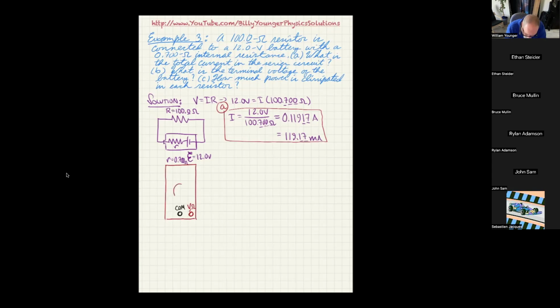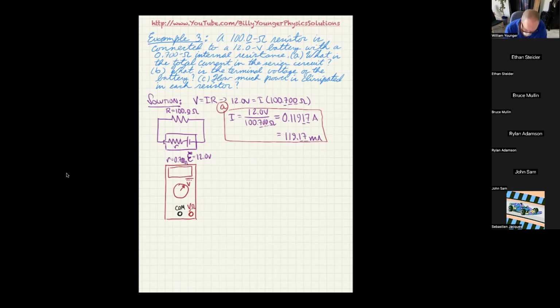Now we have a dial on it where we select things, and I'm going to put this on V. Notice it has a series of dots above it and then a straight line. That means DC voltage. If it had a sine wave over it, it'd be an AC voltage. And this is where the display will show us the voltage since I have it set to voltage like that.